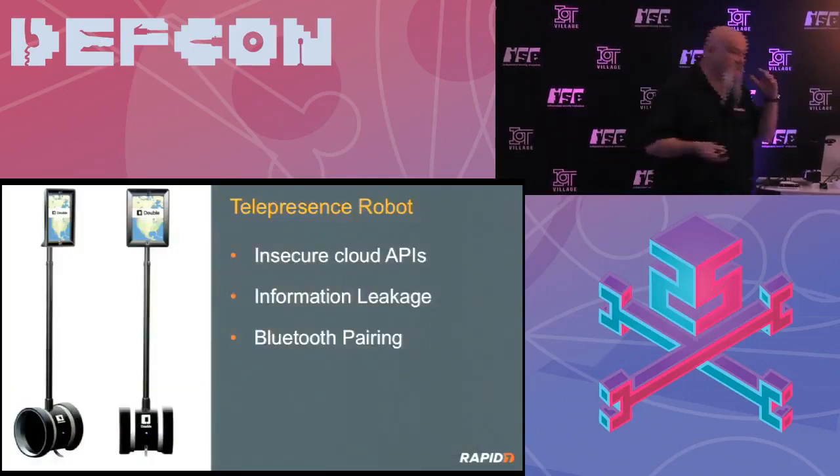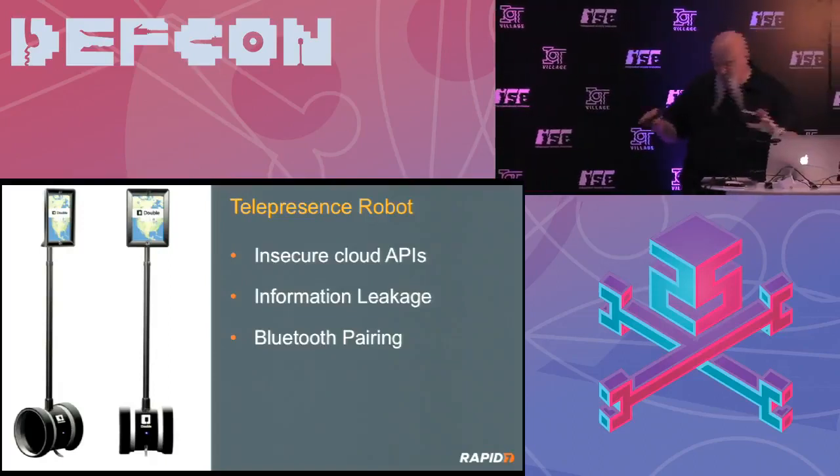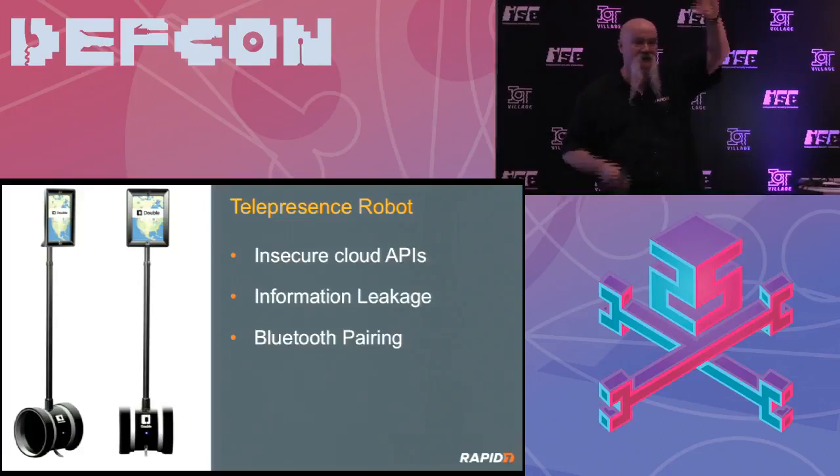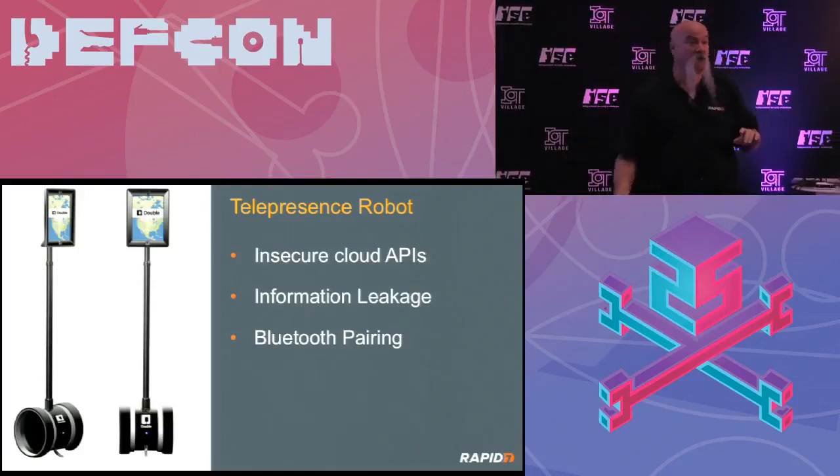So the next one is a telepresence robot. And these things are truly freaky if you've ever seen them running around. Has anyone ever seen these run around in offices? Yeah, it's pretty wild.